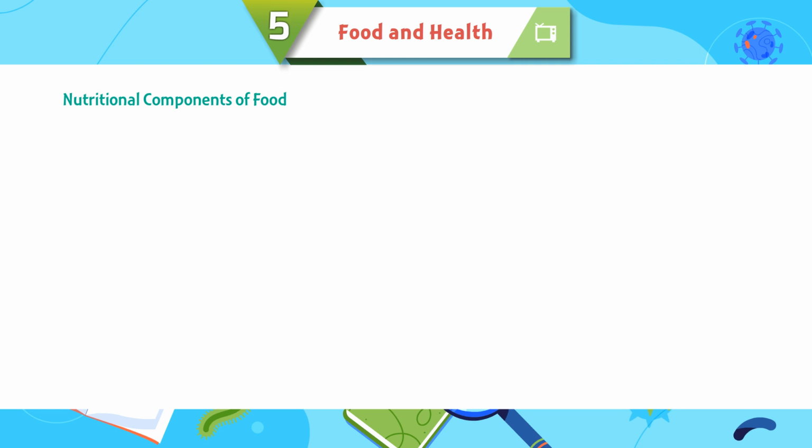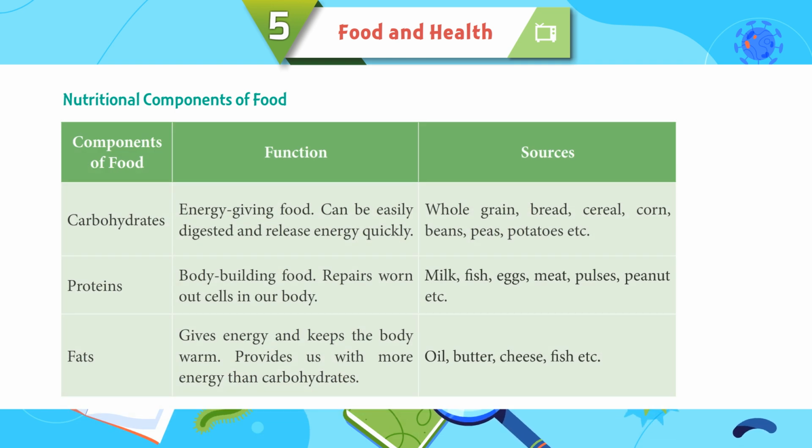Nutritional components of food. Components of food: function, sources. Carbohydrates, energy-giving food. Can be easily digested and release energy quickly. Whole grain, bread, cereal, corn, beans, peas, potatoes, etc. Proteins, body-building food. Repairs worn-out cells in our body. Milk, fish, eggs, meat, pulses, peanut, etc.